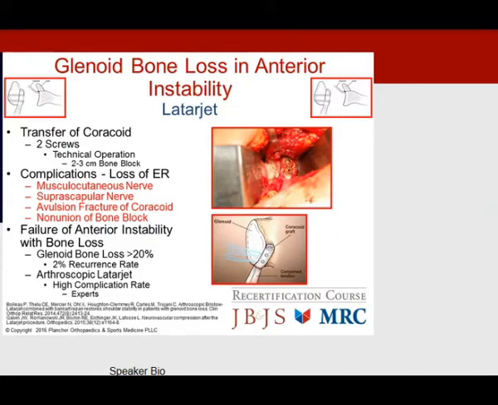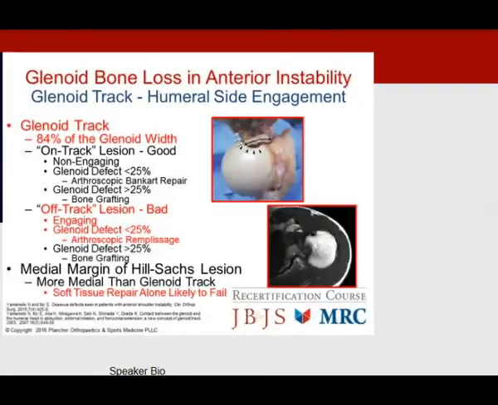Glenoid loss greater than 20% can have failure of anterior instability if we don't deal with the bone loss. And performing an arthroscopic Latarjet today is difficult and has very high complication rates, even in the expert's hands, and I would caution you and learn the open Latarjet when needed.